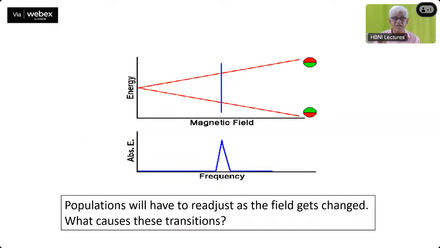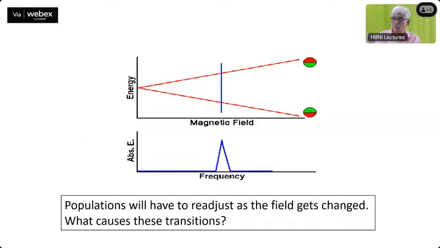Now, what causes the readjustment of the populations? There have to be transitions to readjust. We know that RF is causing a transition. But what else is there? What causes the transition between the two levels so that they re-establish the population difference? What is the mechanism? This is something one has to understand, and that is where the crux of NMR lies. The populations will have to readjust as the field gets changed. What causes these transitions? There has to be an RF. You need an RF.